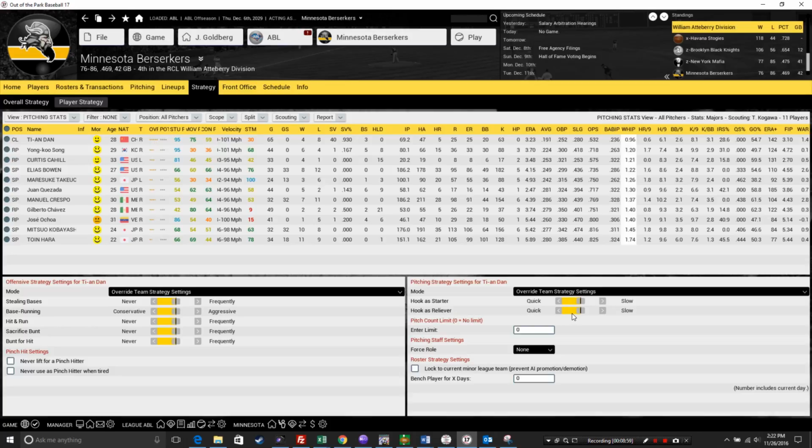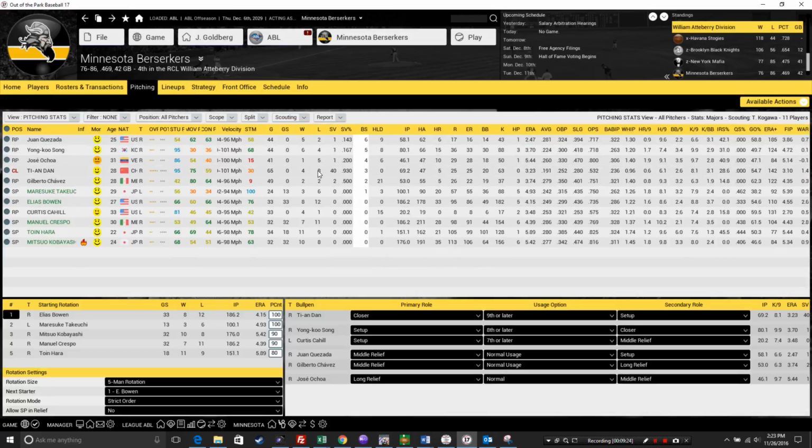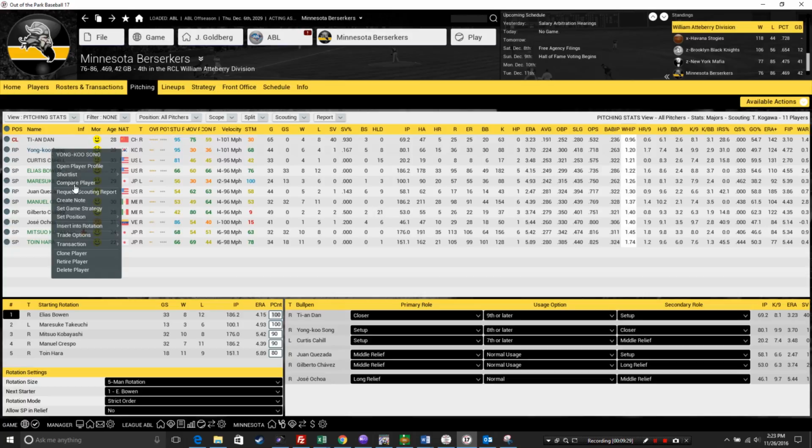And then for this reliever, he's fairly decent, actually excellent with a WHIP below 1. I'd leave him in there until he basically burns out. He's got below average stamina, but I would put him for at least 20 pitches, and then I would force his role to be used as a closer only. So that would be that. And then I go back to pitching, resort by this, and then the next person would be Song.